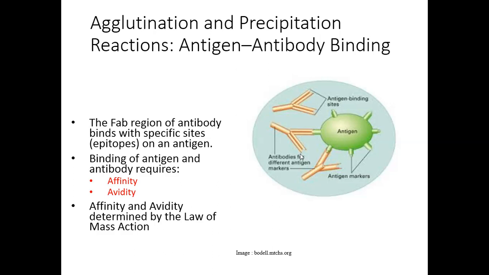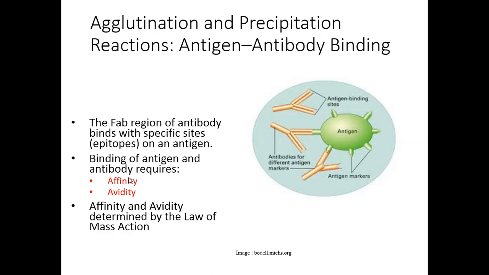And we need that because we need to remember that this pathogen, whatever it may be, is not going to have just all the same epitope. We've talked about that. And that the antibody-antigen reaction, its efficiency and its success of binding to the epitope, is going to be based on a couple of concepts. And that is that of affinity and avidity.